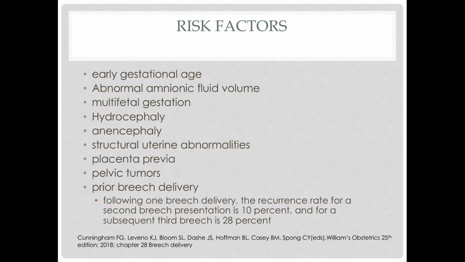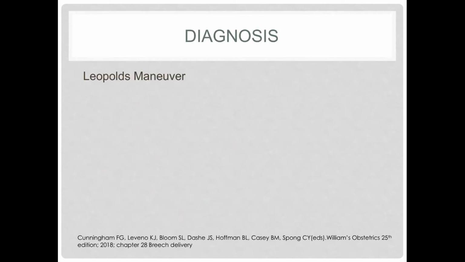Following one breech delivery, the recurrence rate for a second breech presentation is about 10%, whereas for a subsequent third breech it is about 28%. Now, how do we diagnose a breech presentation? Of course, we start with a very good physical examination, and we start with Leopold's maneuvers. So here are the typical findings for a breech presentation on Leopold's maneuvers.